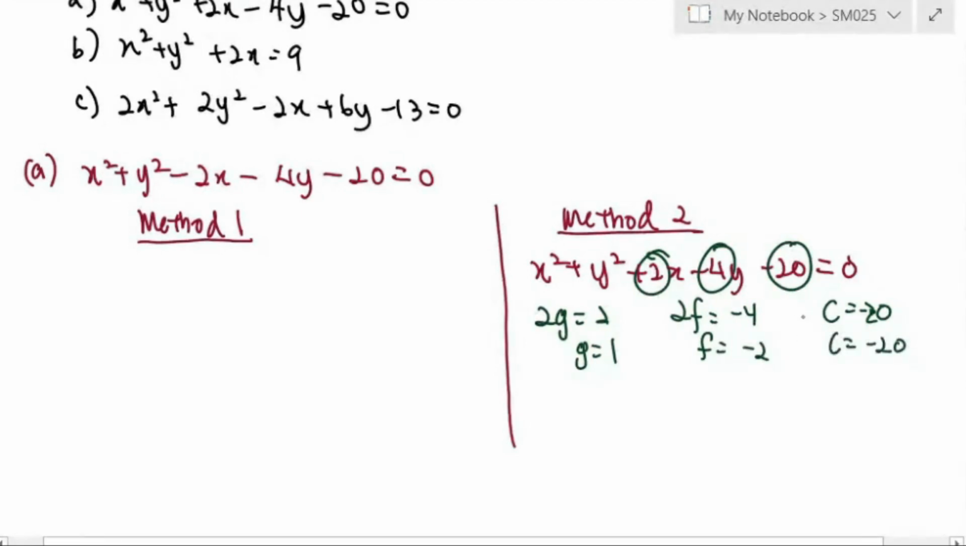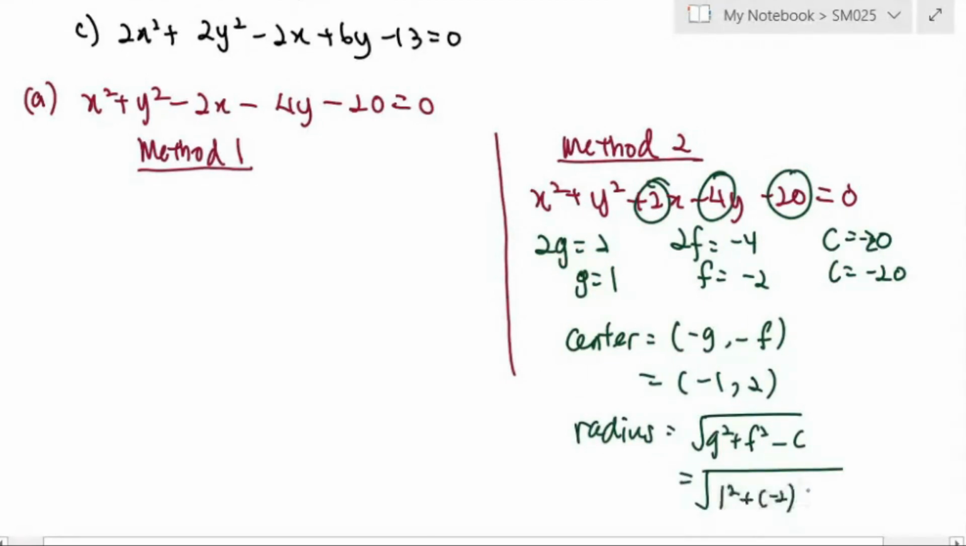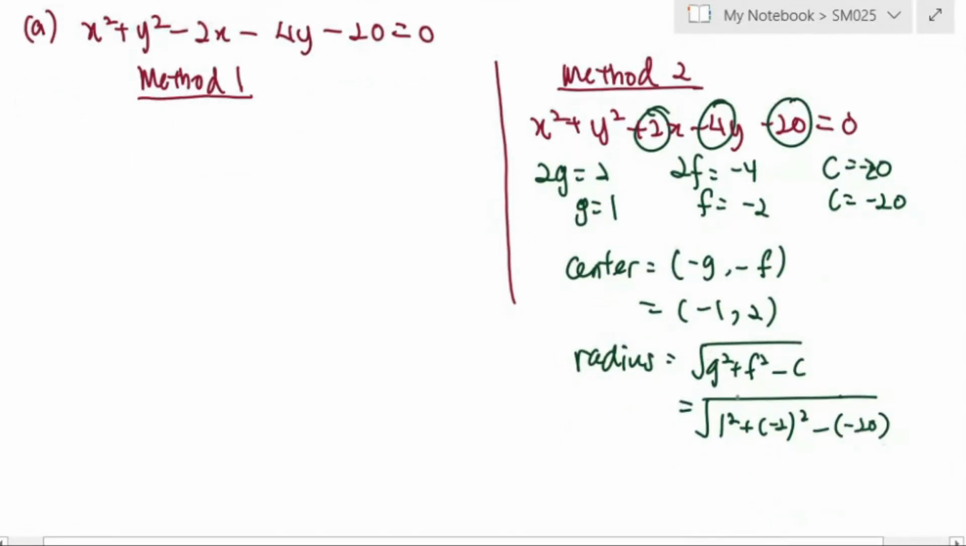So when you have all these keyword G, F, C, then your center -G, -F, so equals to -1, 2. Meanwhile, radius formula will be square root G square plus F square minus C. So we will have 1 square plus -2 square minus -20. Okay, so press your calculator here. It will become square root of 25, so your radius will be 5.